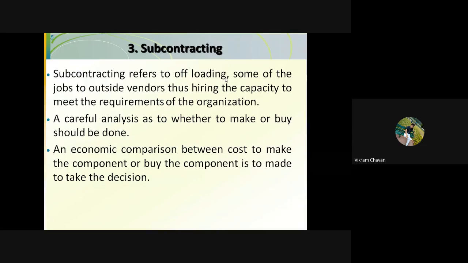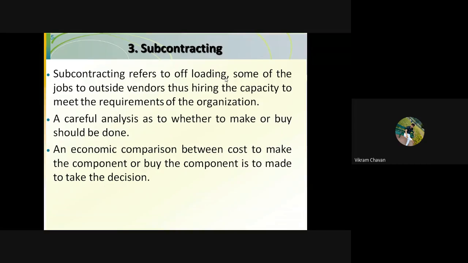Okay, so this make or buy analysis will help the company decide whether all the jobs on a component should be performed in our own company, or whether some of the jobs should be given to a vendor so that the capacity of the plant will increase.